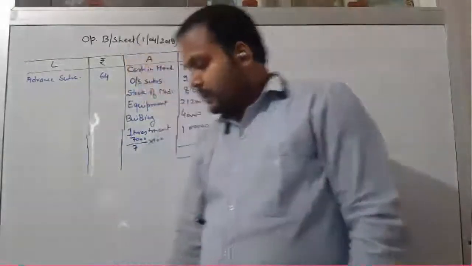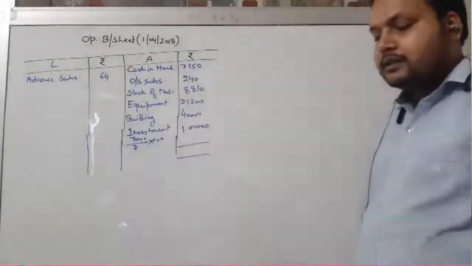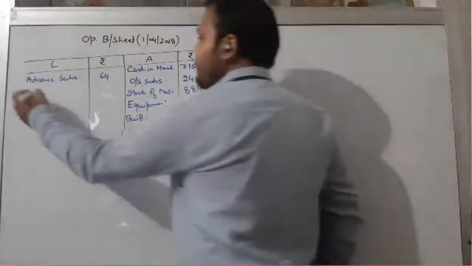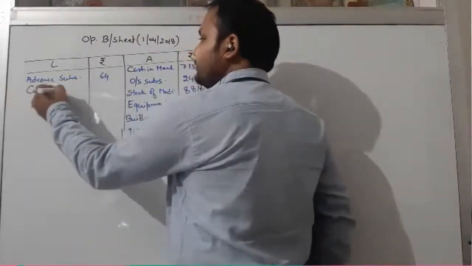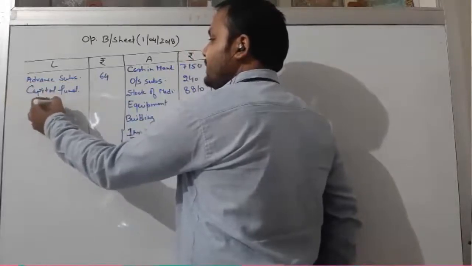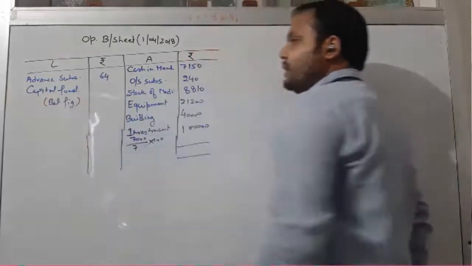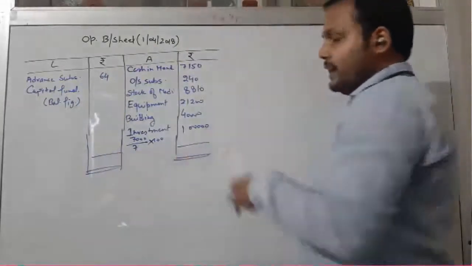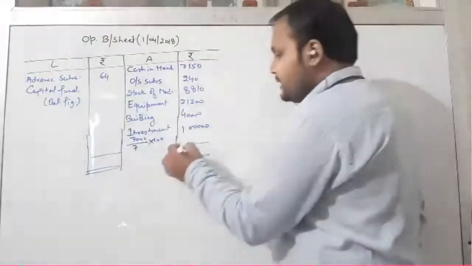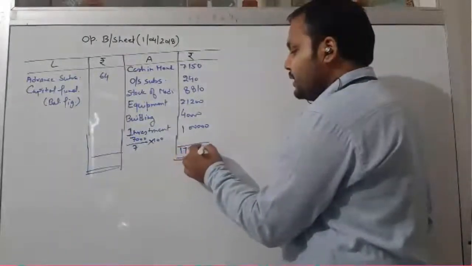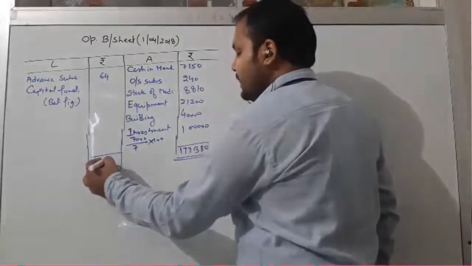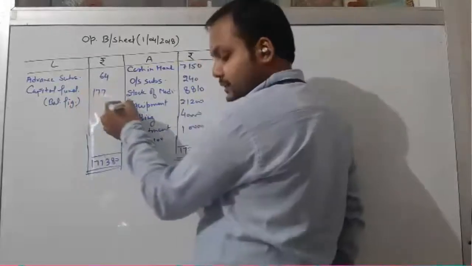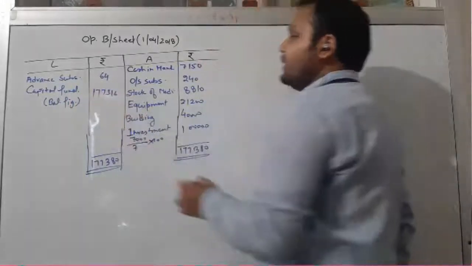So this is the opening information, as you can see, with the help of the given information. Now we have to calculate the capital fund at the beginning. This is a balancing figure. You have to calculate the capital fund with the help of the balancing figure. So जब आप इसको add करोगे in the asset side, you will find 1,77,380, and the liability side is also 1,77,380, and now the capital fund is 1,77,316 as the opening capital fund.